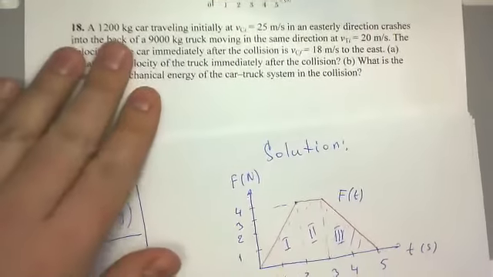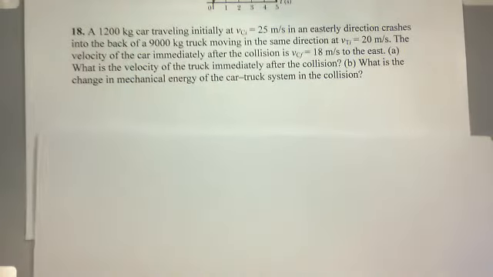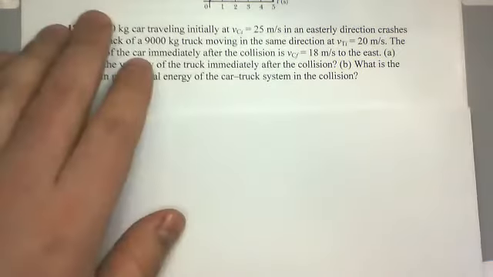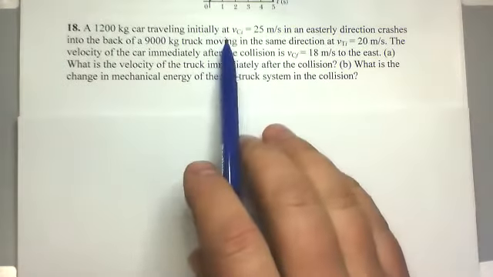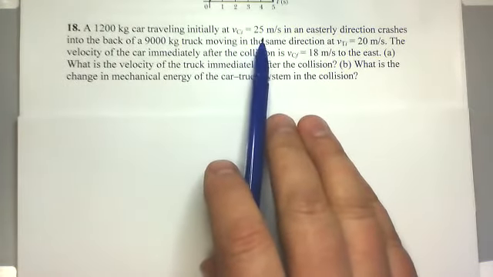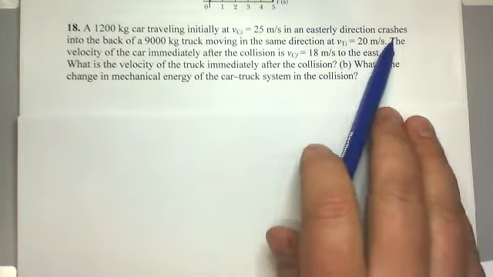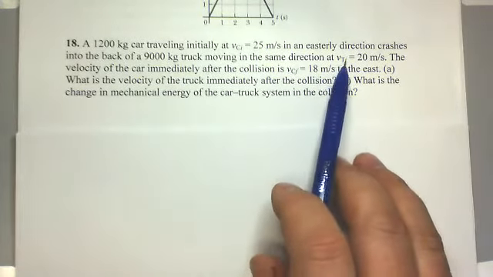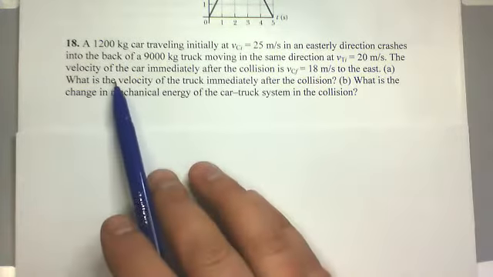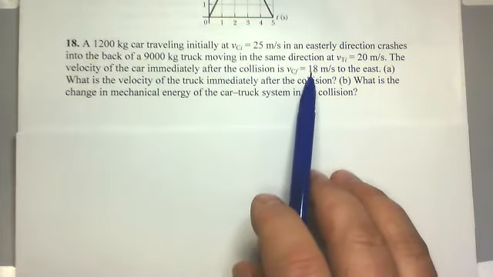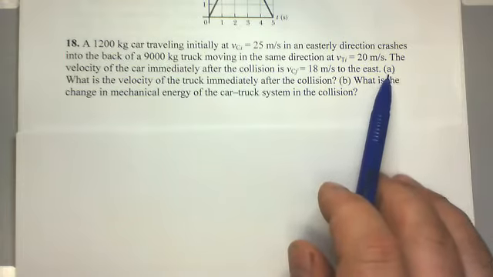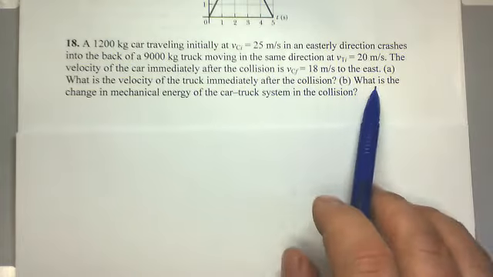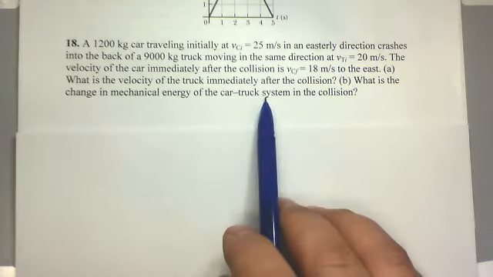Now let's consider a collision of two objects. The problem is as follows. A 1,200 kilogram car traveling initially at speed 25 meters per second in an easterly direction crashes into the back of a 9,000 kilogram truck moving in the same direction at 20 meters per second. The velocity of the car immediately after the collision is 18 meters per second to the east, the same direction as at the beginning. A, what is the velocity of the truck immediately after the collision? And B, what is the change in mechanical energy of the car-truck system in the collision?